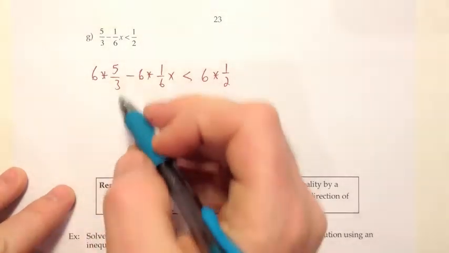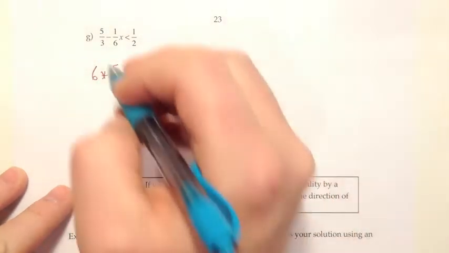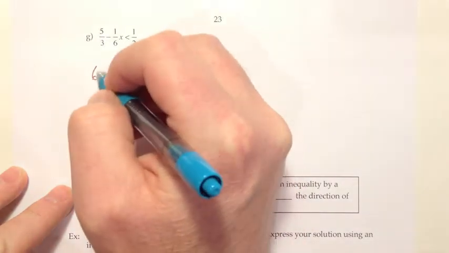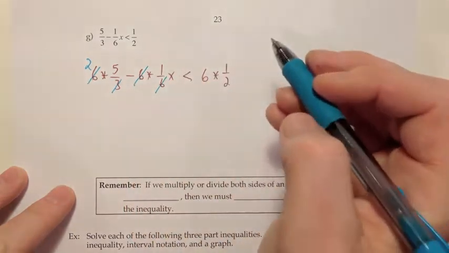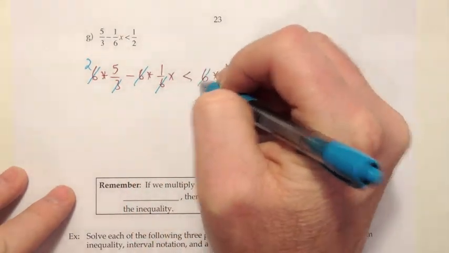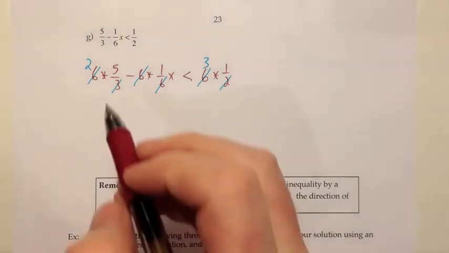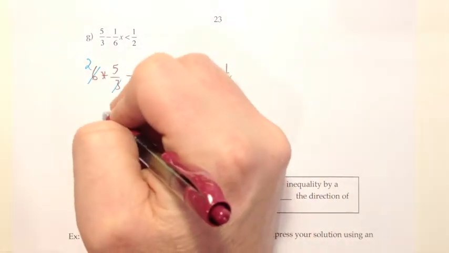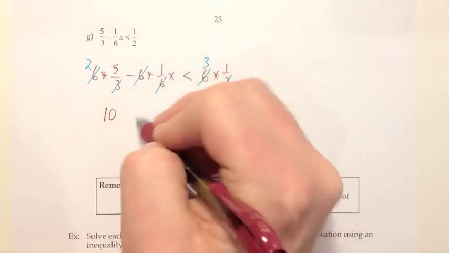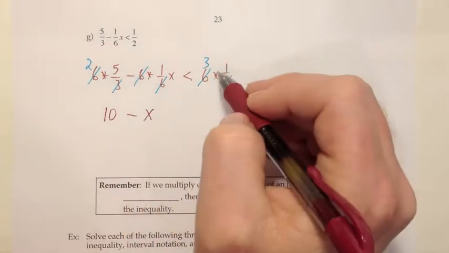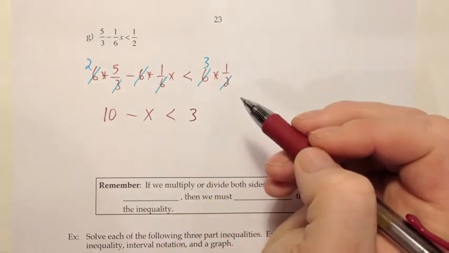And then just showing the canceling here, and this is the reason we multiplied by the 6, is it should make all the fractions go away. This denominator of 3 goes into this 6 twice. This denominator of 6 cancels that 6. This denominator of 2 goes into that 6 3 times. So if we look at what's left over, in the first term we have 2 times 5, so that's 10. Here the 6's are gone, so we just have minus 1x, or just minus x. And on the other side we have less than 3 from the 3 times 1.